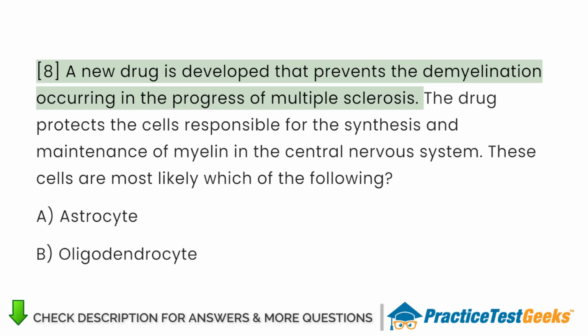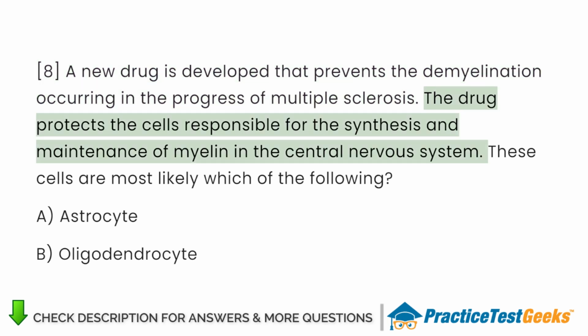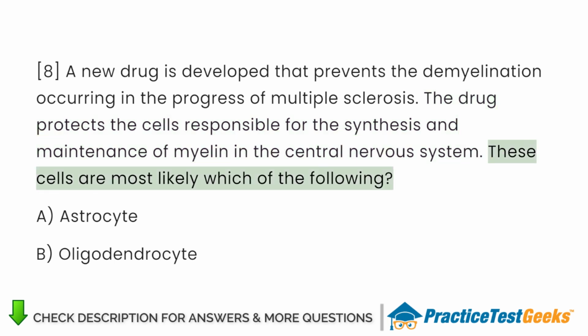A new drug is developed that prevents the demyelination occurring in the progress of multiple sclerosis. The drug protects the cells responsible for the synthesis and maintenance of myelin in the central nervous system. These cells are most likely which of the following? A. Astrocyte. B. Oligodendrocyte.